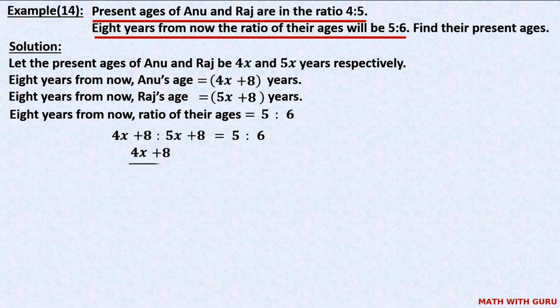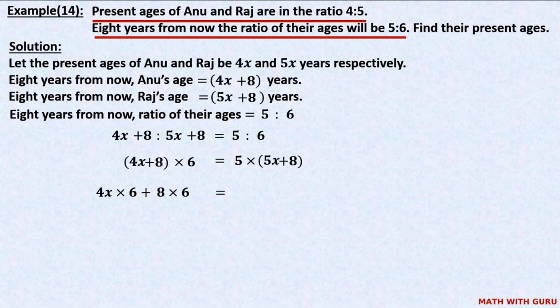Let us convert them into fractional form. 4x plus 8 divided by 5x plus 8 equals 5/6. Let us cross multiply. (4x plus 8) into 6 equals 5 into (5x plus 8). Let us open the brackets like this. This will be 5 into 5x plus 5 into 8. On simplifying, we get 24x plus 48 equals 25x plus 40.